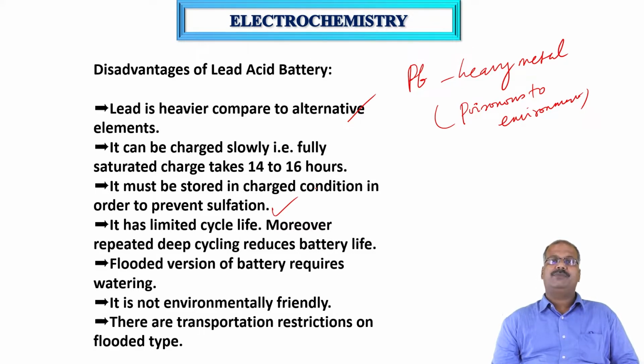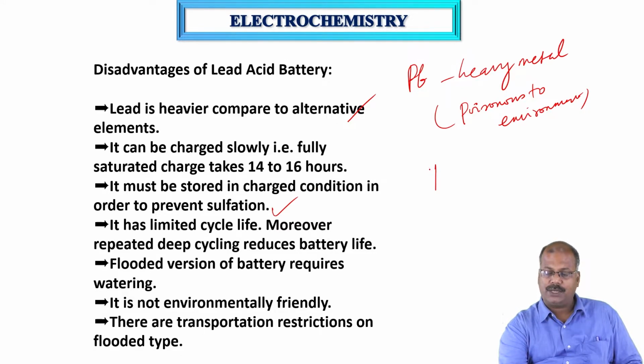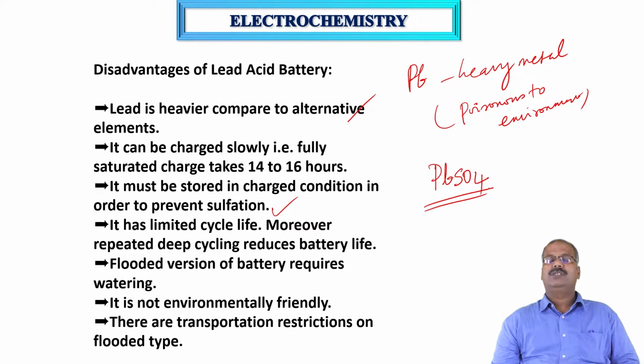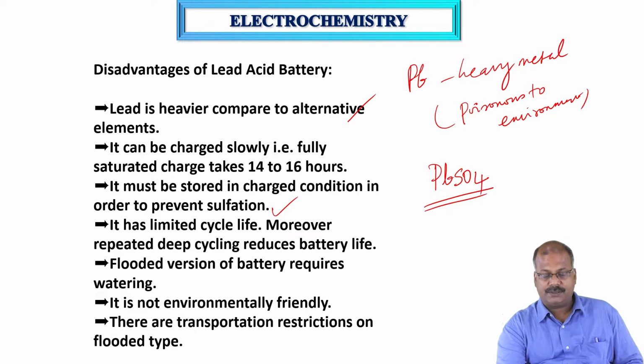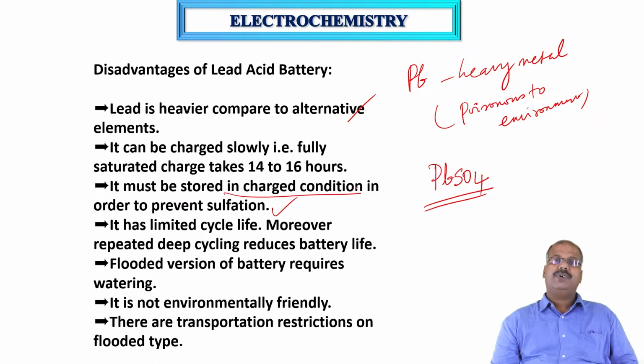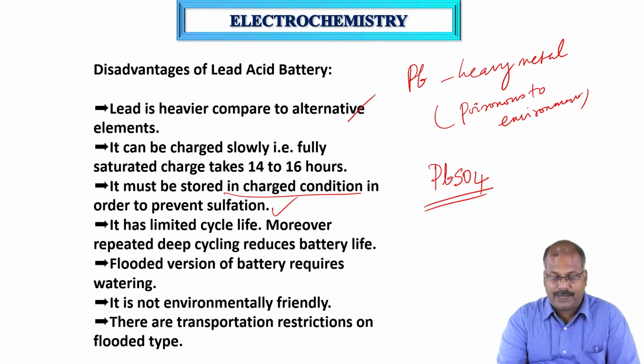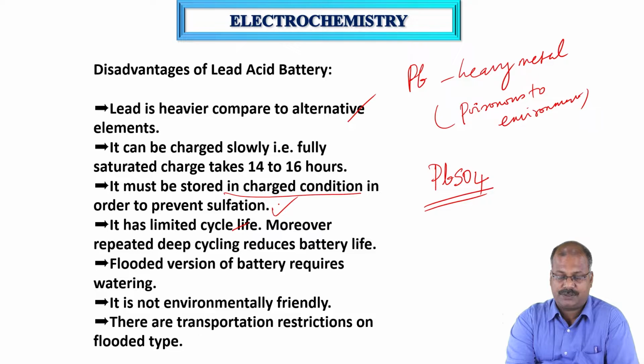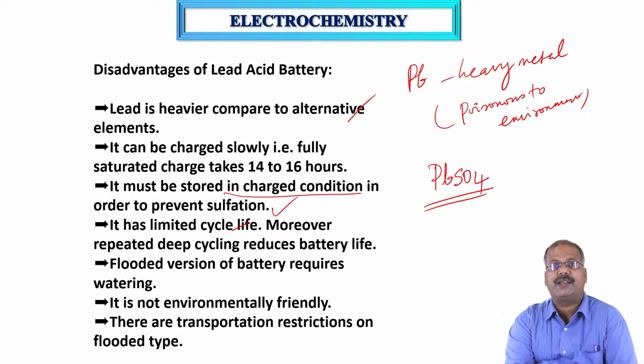Sulfation, because we have seen both anode and cathode reactions lead to lead sulfate. So the sulfation has to be avoided. In order to prevent this sulfation, it must be stored in charged condition. Limited cycle life is one of the disadvantages. Keeping it charged to prevent sulfation is a disadvantage. Limited cycle life, and repeated deep cycling reduces battery life. It's a major disadvantage in terms of cycle life.